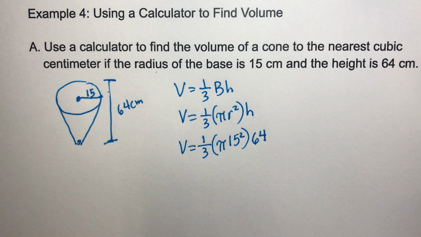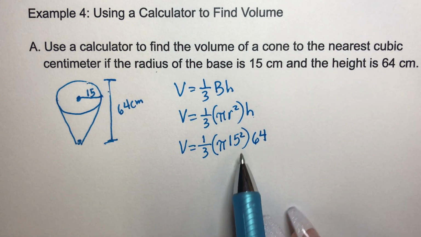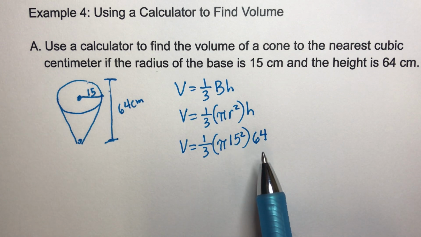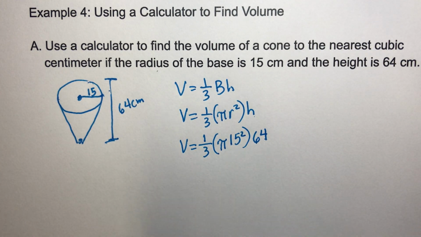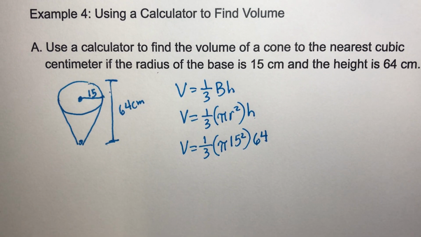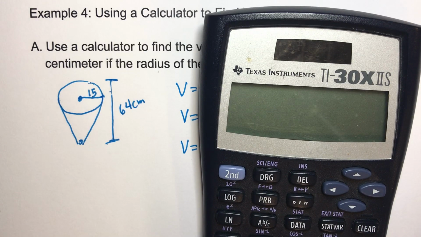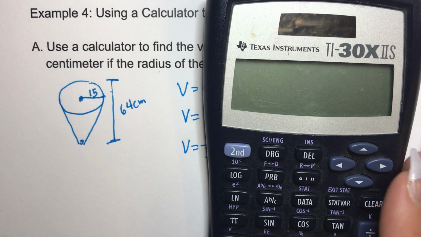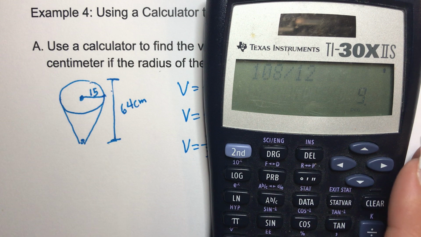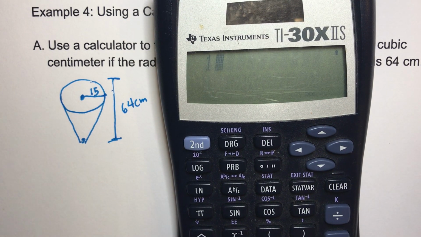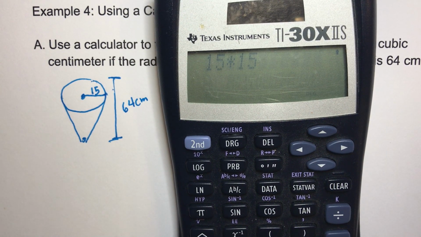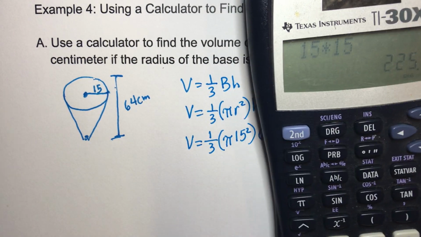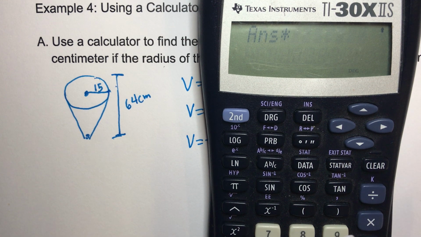Okay. And then, well, we know what 15 squared is, right? Because that was one of the ones we memorized. 15 times 15 is 225. But we can always check that in our calculator. Okay, turn on for me. Oh, there it goes. Okay. So 15 times 15 equals 225, right? And then we can multiply that by 64.